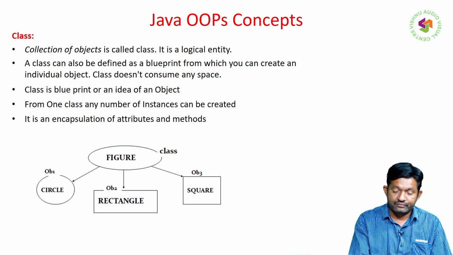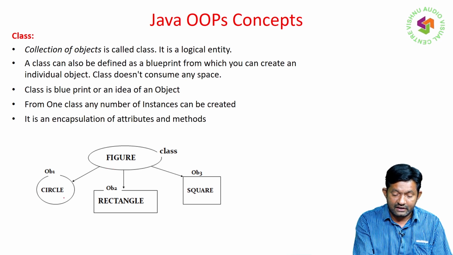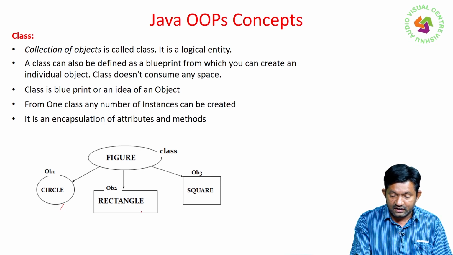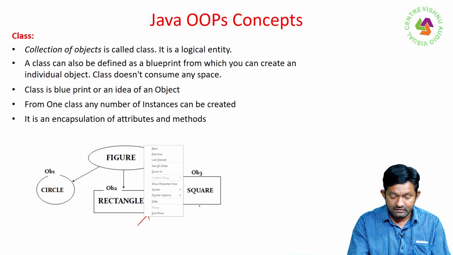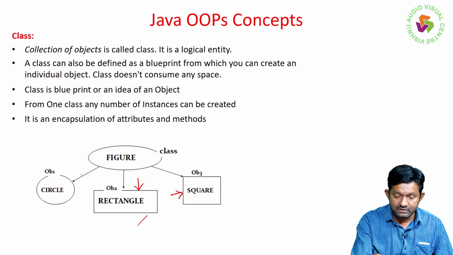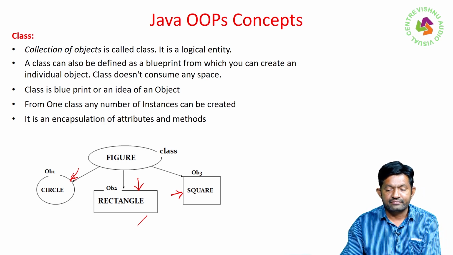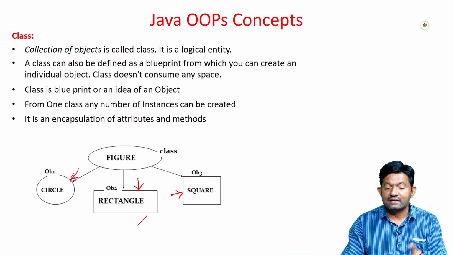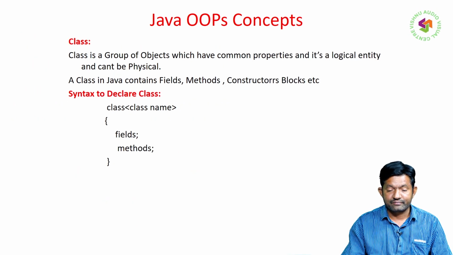In this diagram, figure is the class, and the circle is one object. Another object is a rectangle and another object is a square. Square is an object, rectangle is an object, circle is an object. So a group of objects is called a class. A class is a blueprint or an idea of an object. So that is the OOPS concept of class.